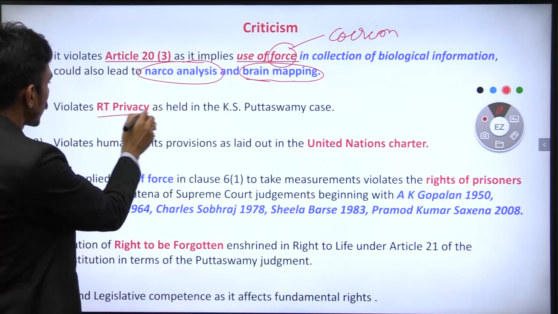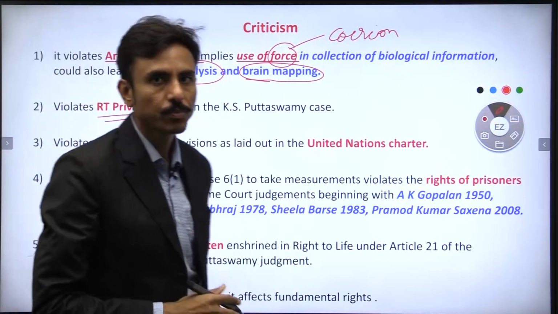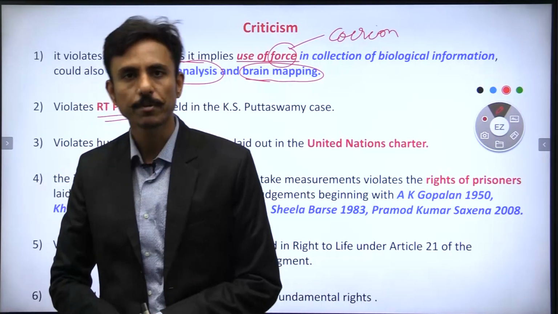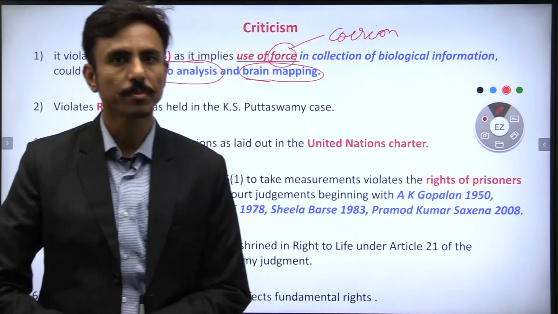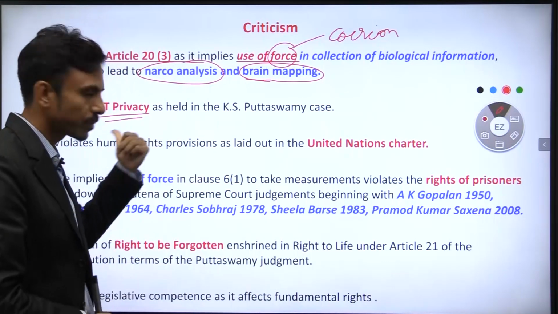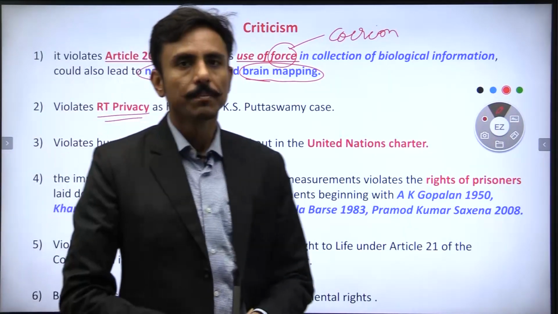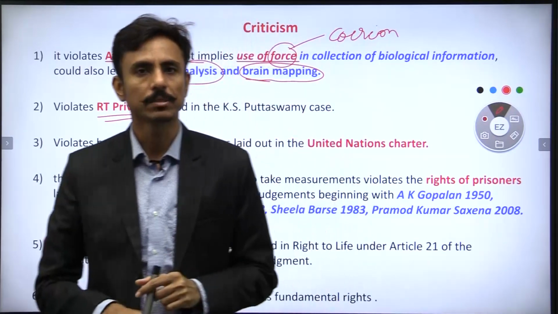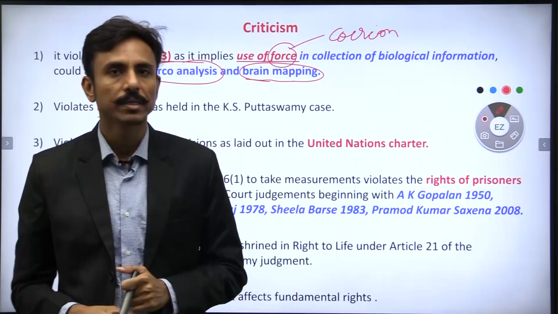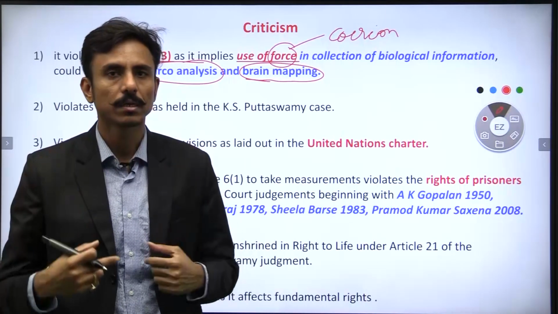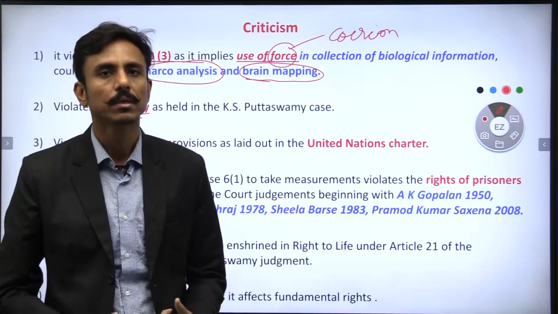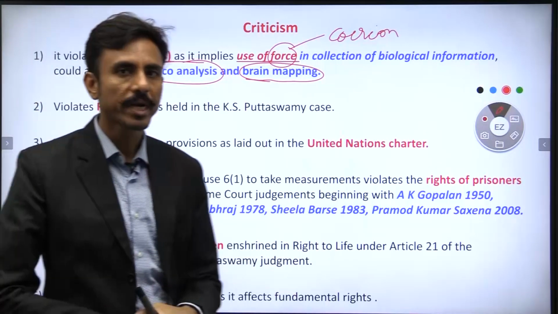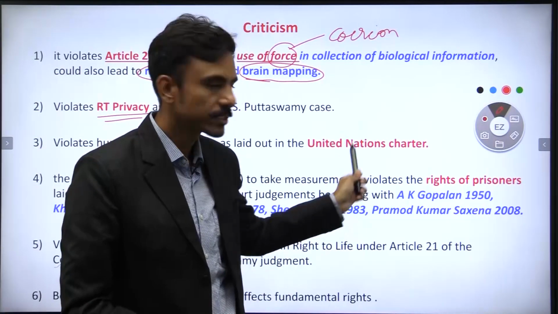Guys, it also violates the right to privacy, which has been interpreted as a fundamental right under Article 21, the right to life and personal liberty, under the Justice Puttaswamy case. So the right to privacy is also being violated. Why? Because when somebody is collecting physical or biological samples, or doing brain mapping, then it violates your fundamental right to privacy, correct? At the same time, it also violates many human rights provisions under the United Nations Charter.